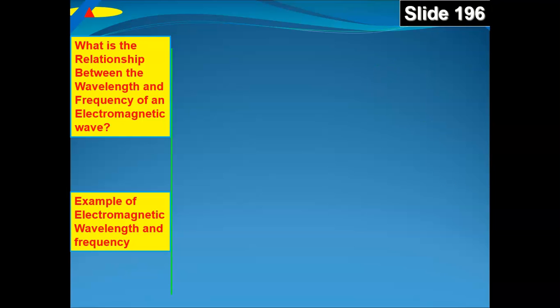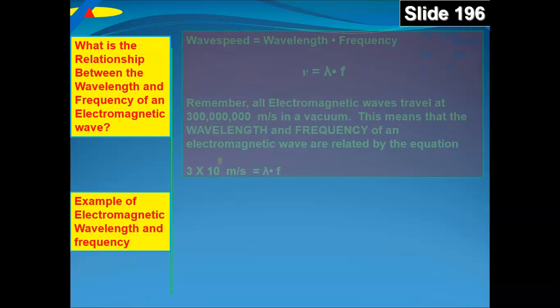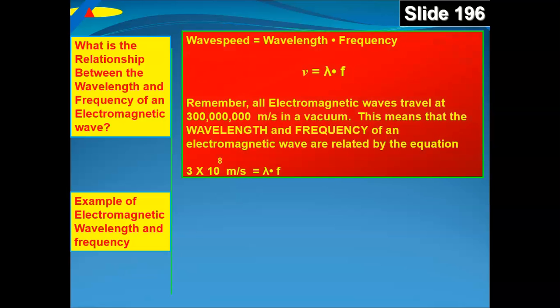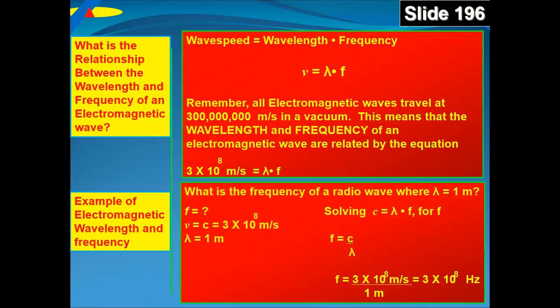So what's the relationship between wavelength and frequency in an electromagnetic wave? So there's the wave speed equation that we saw before. Now remember, all electromagnetic waves travel at 300 million meters per second in a vacuum. This means that the wavelength and frequency of the electromagnetic wave are related by the equation. And there it is. There's the wave speed equation, except the velocity is always going to be the speed of light for an electromagnetic wave, 3 times 10 to the 8th meters per second. So lambda, the wavelength, and f, the frequency, have to multiply to be 3 times 10 to the 8th meters per second.